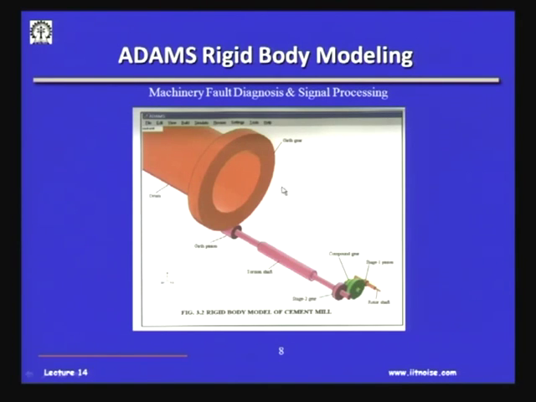And then, of course, another study which we did just to see the dynamics of the bearings. This is another view of the cement mill. This is the stage one pinion, the rotor shaft, the compound gear train, torsion shaft, girth gear, and this is the drum. So you can imagine the dimensions of the problem. Okay.